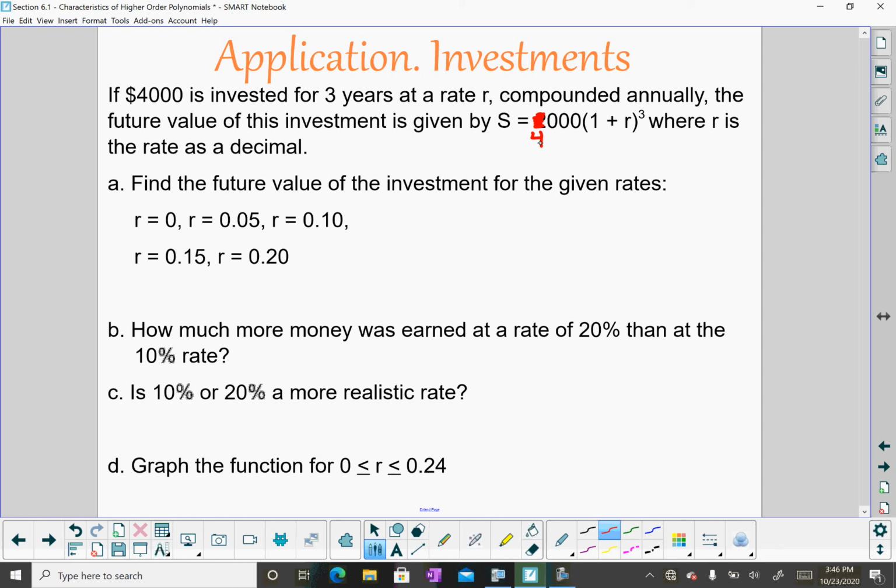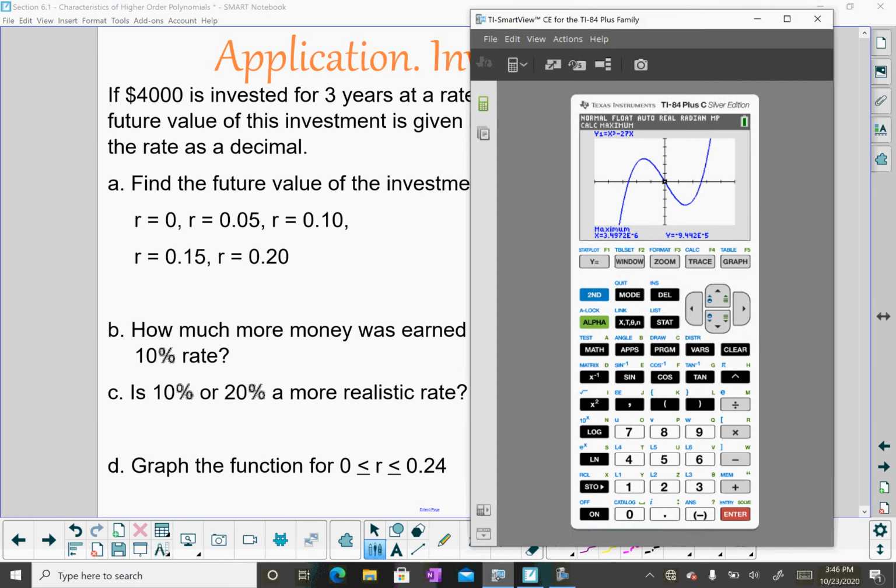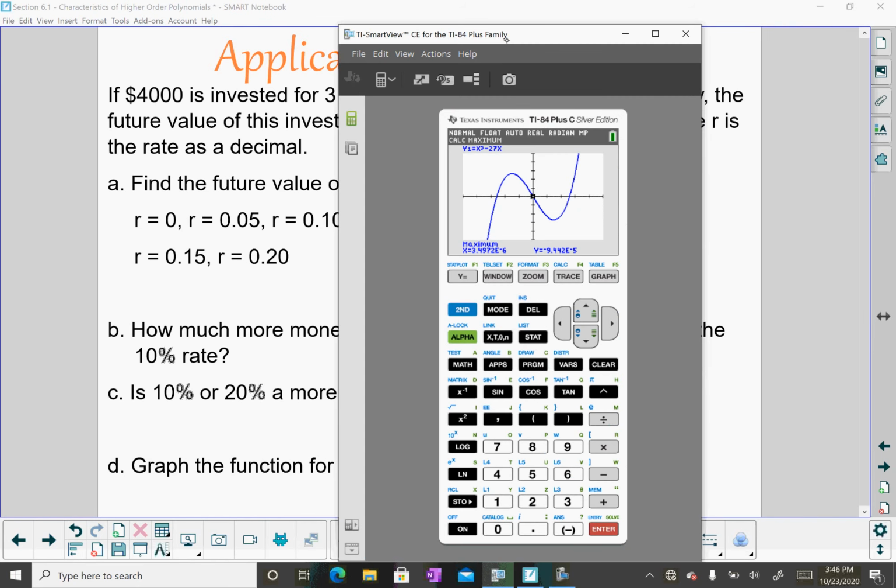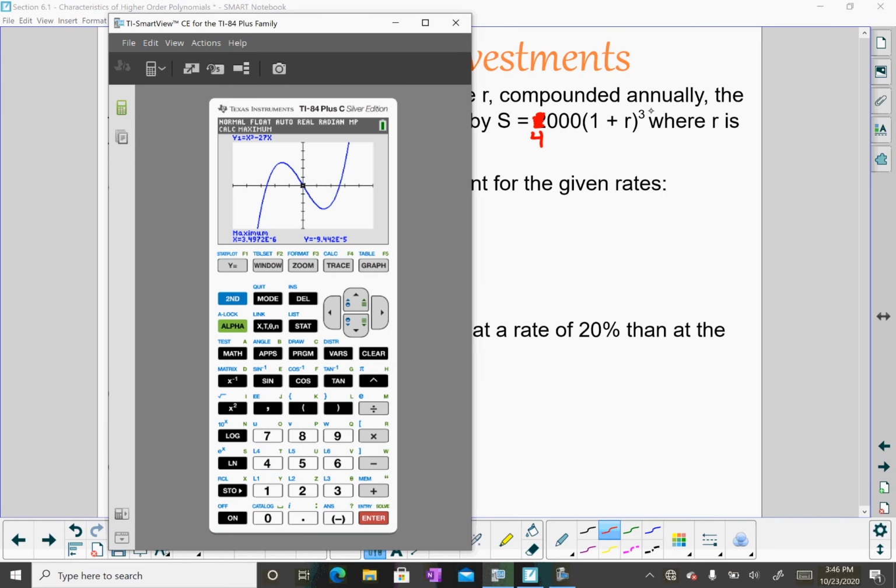So for example, if my interest rate was 7%, my R would be 0.07. We want to find the future value of this investment at the following rates. If R is 0, 0.05, 0.10, etc. This is just plugging numbers into this function. And this is a polynomial function. This is a cubic function because my highest power is a 3. To evaluate these, we're going to just go to our home screen. So I'm just going to hit second mode, which quits back to my home screen.